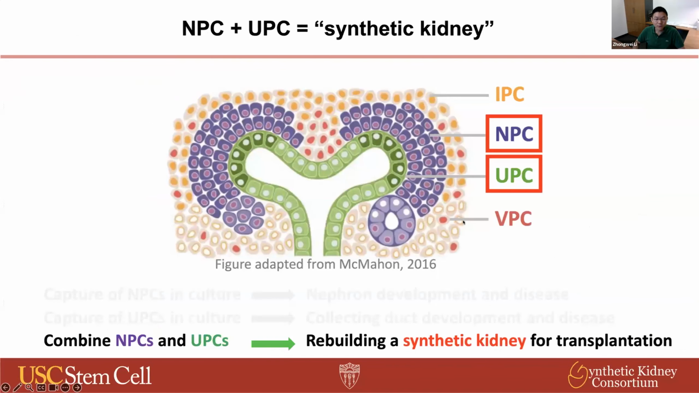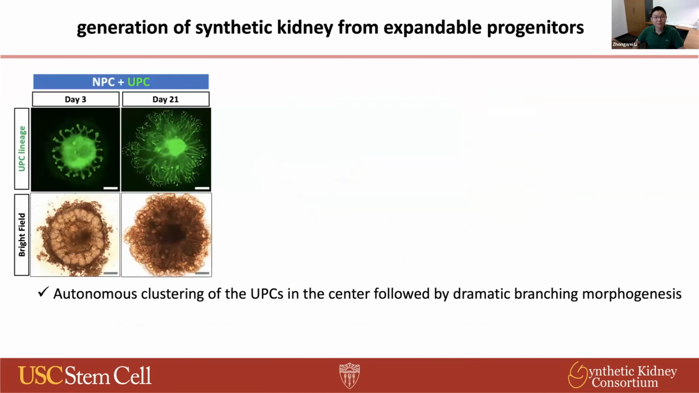At the same time, we are trying to generate an even more complicated kidney organoid model. We call it a synthetic kidney, by mixing MPCs and UPCs together so that we can generate both nephrons and collecting duct in the same structure. So as a proof of concept, we have mixed our expandable MPCs and UPCs together. As you can see here, UPCs are labeled green.